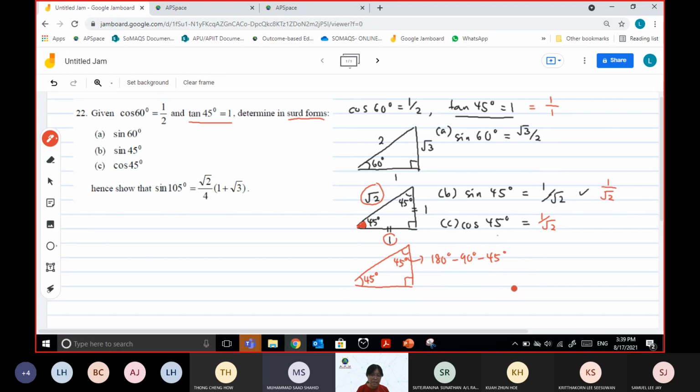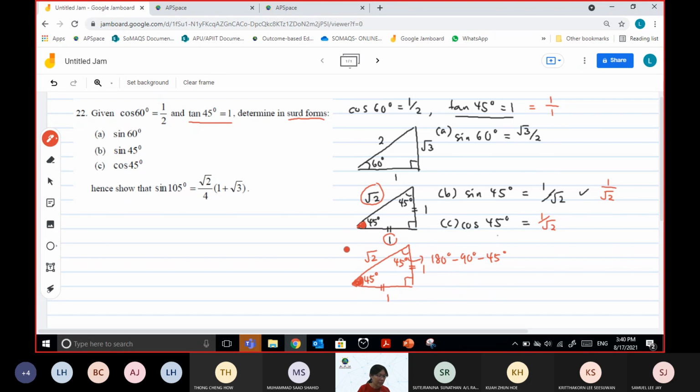Yes, miss. So if we have a right angle triangle where this angle is 45 and the other vertex also has an angle of 45, then these two sides have the same length. Referring to this angle, opposite divided by adjacent is 1 over 1, and by using the theorem of Pythagoras, the hypotenuse will be square root of 2.